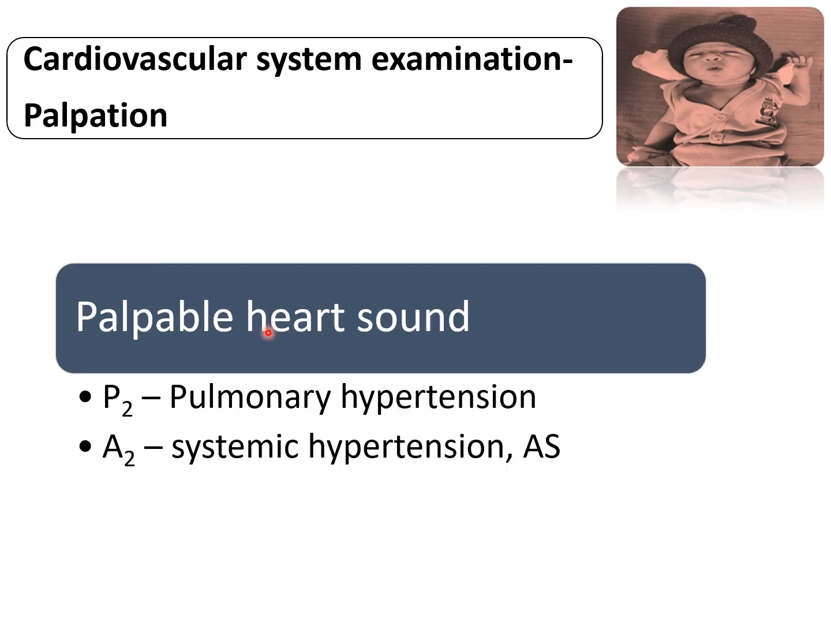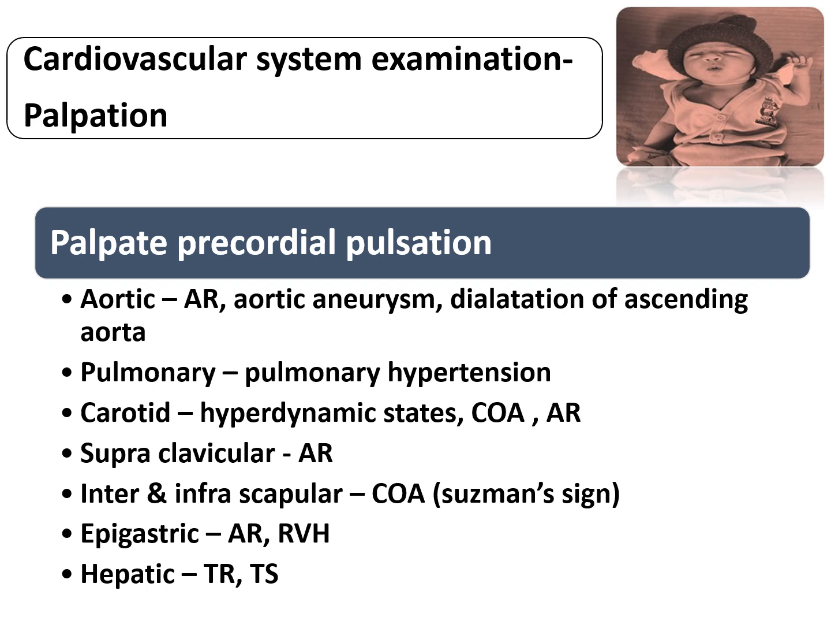Palpable heart sound, if it is present, then we have to mention palpable P2 in pulmonary hypertension, palpable A2 in systemic hypertension and aortic stenosis. Palpable precordial pulsation can be seen in various conditions. In the aortic area, palpable precordial pulsations can be because of AR or aneurysm or dilatation of the ascending aorta.